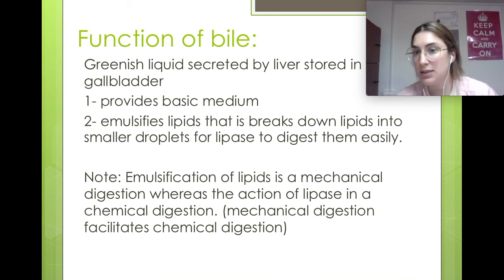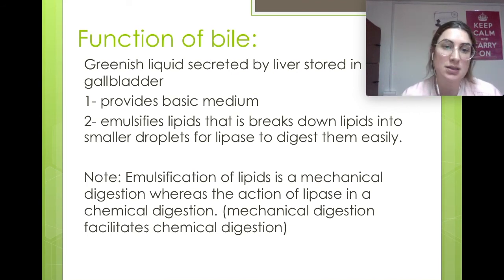As you've seen this last year with Mr. Elias, it's a greenish liquid secreted by the liver, which is stored in the gallbladder. What does it do? It provides a basic medium. It emulsifies lipids, that is, it breaks them down and makes the lipids into small droplets so that it would be easier to digest. What do you mean by emulsification?